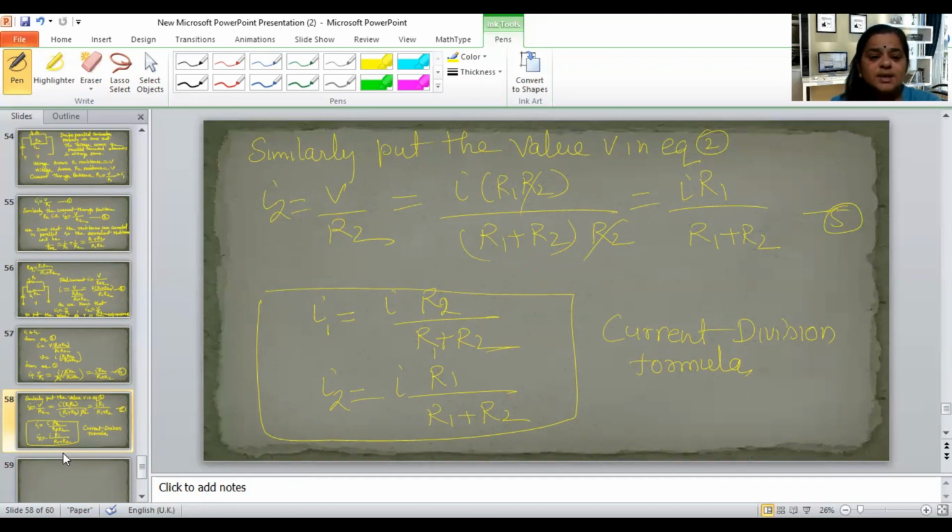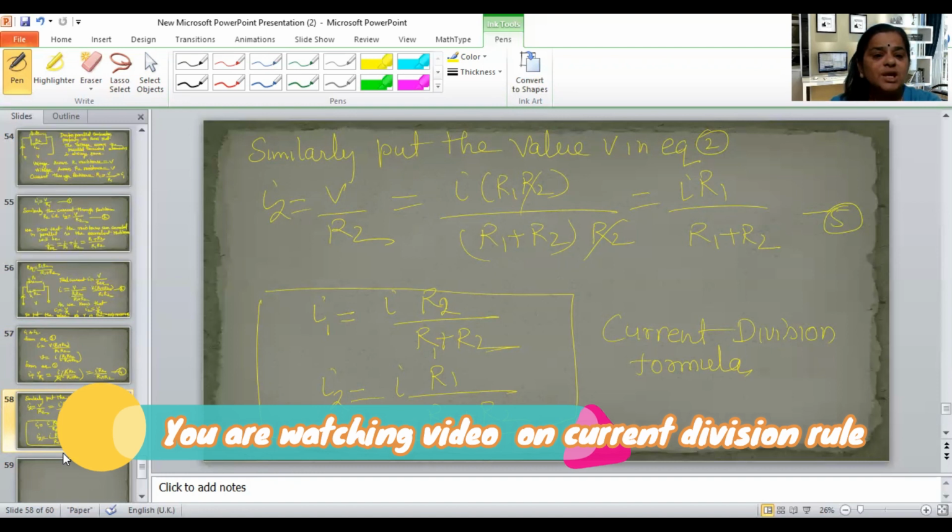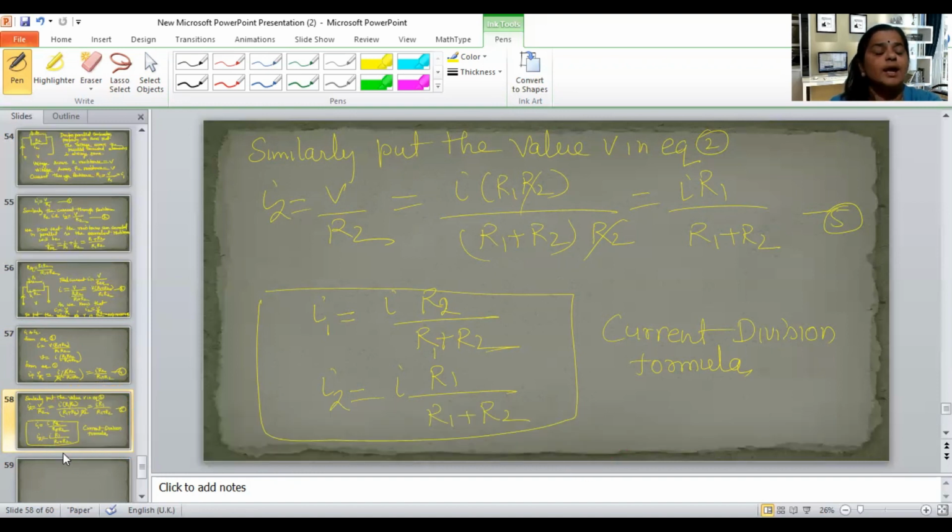Lastly, I can say that with the help of these current division formulas, we are able to determine the magnitude of current in parallel connected branches if we are aware of the total current or the applied voltage to the parallel connected circuit.